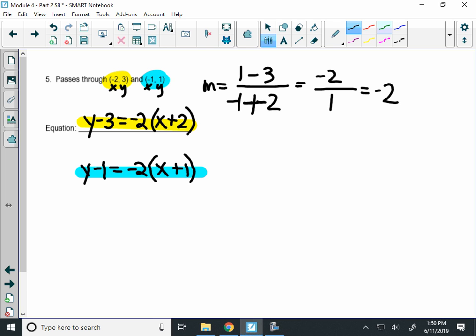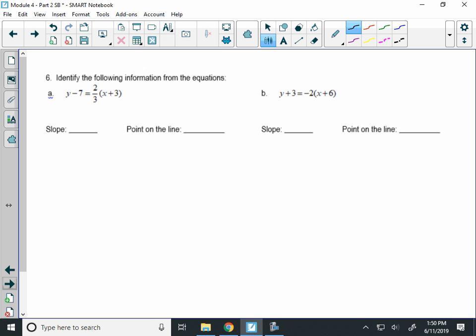Go ahead and flip your paper over. We're almost finished. Now this time, if I give you an equation, I want you to identify the point and the slope. So the slope is easy. That's the number in front of the parentheses. In A, that's 2/3.